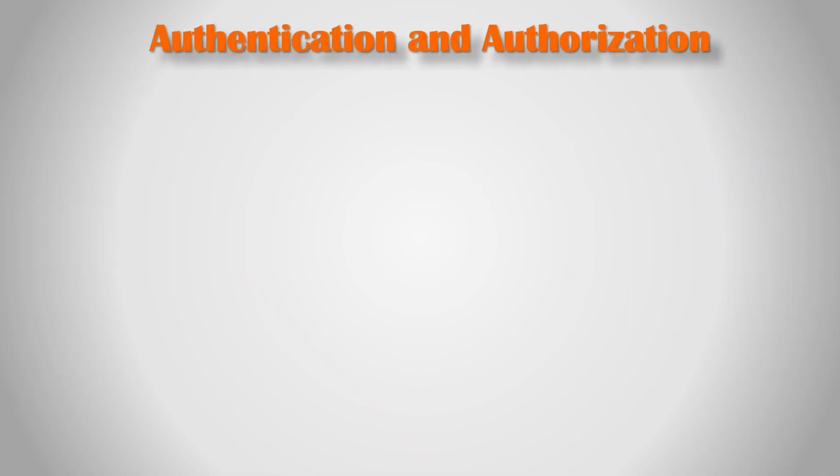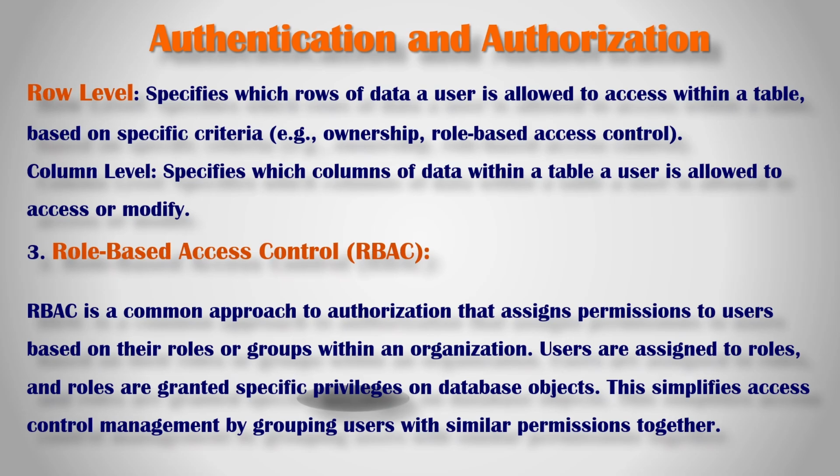Row level specifies which rows of data a user is allowed to access within a table, based on specific criteria, e.g., ownership, role-based access control. Column level specifies which columns of data within a table a user is allowed to access or modify.